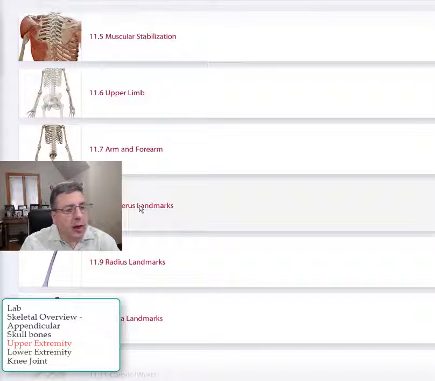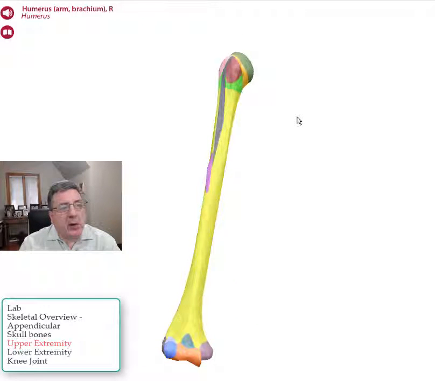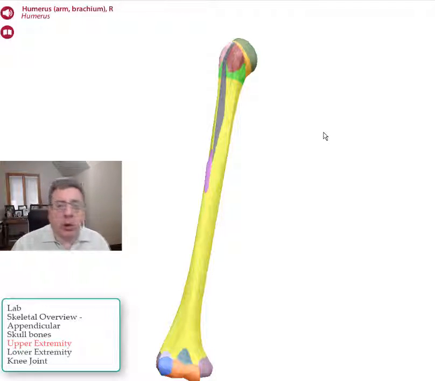Now let's look at the specific landmarks of the humerus. The key things that we want, and again, follow along on models with this. Okay, so when you are in lab, you need to be locating each and every one of these structures that I'm pointing out. If you are not doing that, I promise you the lab test is going to be much more difficult than you will want it to be.